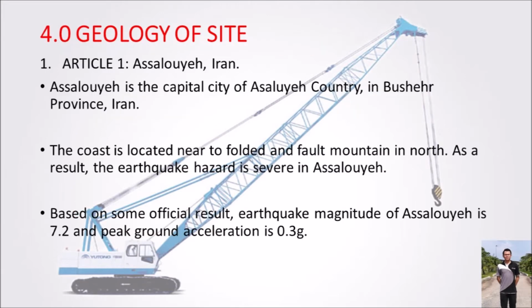Part 4, Geology of site. Article 1 is Ausaloya, Iran. Ausaloya is the capital city of Ausaloya county in Bushehr province, Iran. The coast is located near Zagros Mountain in the north. As a result, earthquakes are reported in Ausaloya. Based on some official results, the earthquake magnitude of Ausaloya is 7.2 and the peak ground acceleration is 0.3 g.